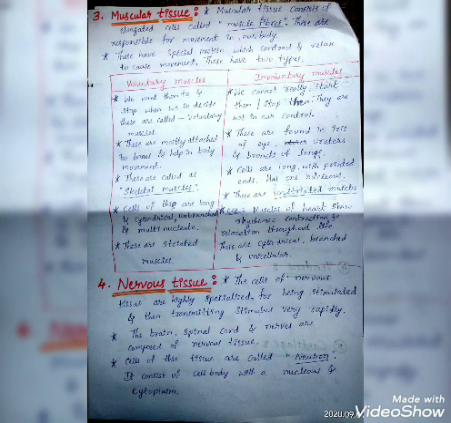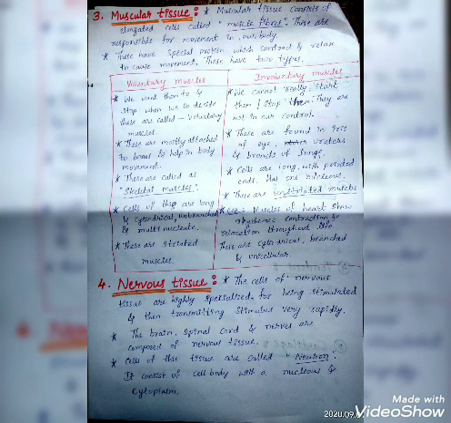The fourth type of animal tissue is nervous tissue. The cells of nervous tissue are highly specialized for being stimulated and then transmitting the stimulus very rapidly. The brain, spinal cord and nerves are composed of nervous tissue. Cells of this tissue are called neurons.